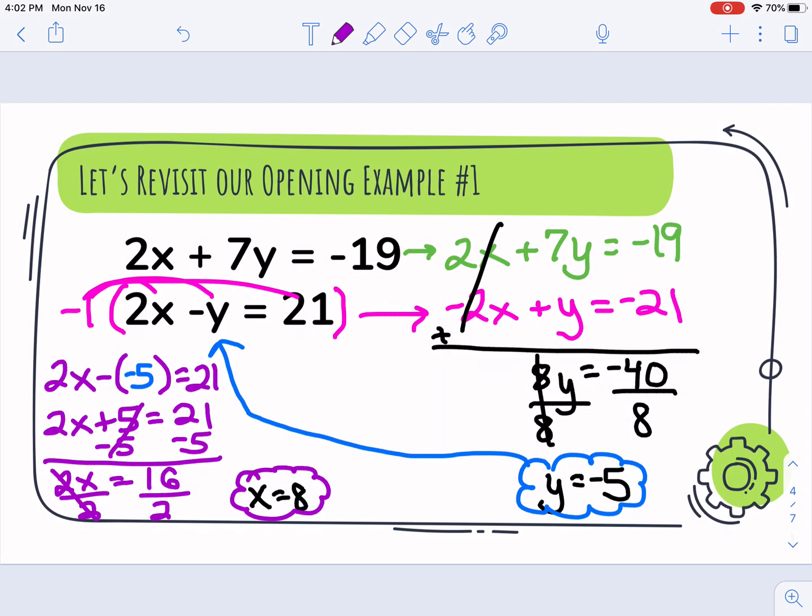So I have an x and a y. The solution to this system is (8, negative 5). That means if you plug these into Desmos, you will get an intersection point at (8, negative 5). (8, negative 5) makes both of these equations true.